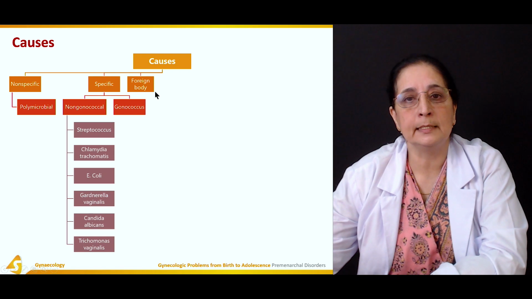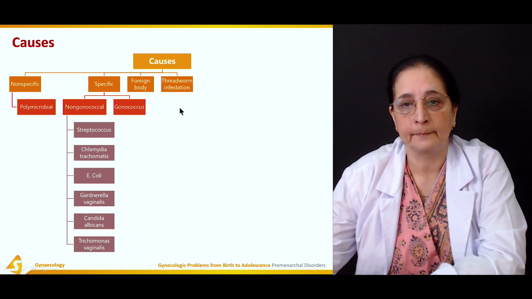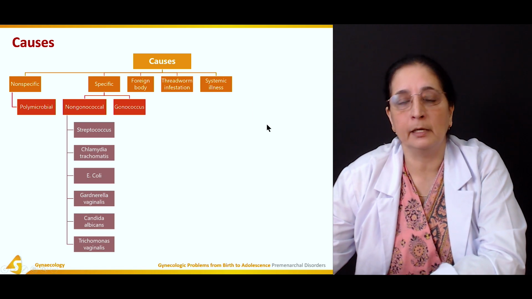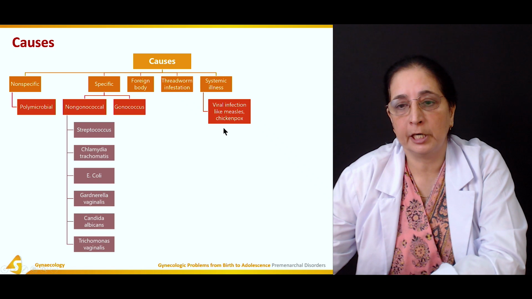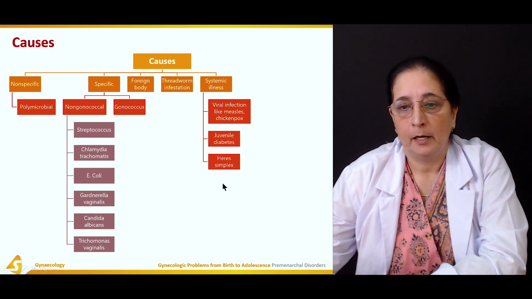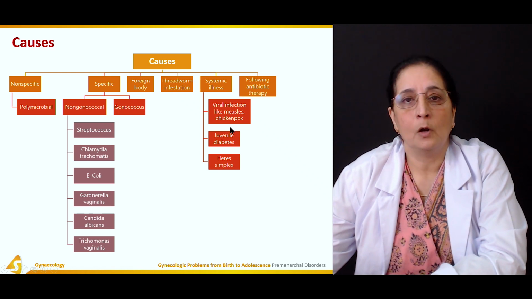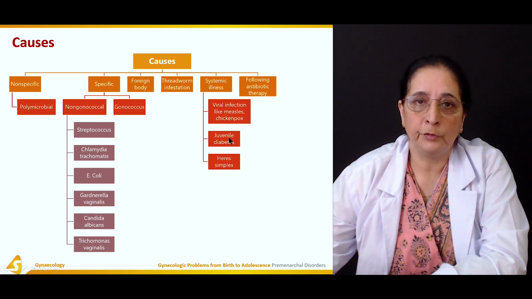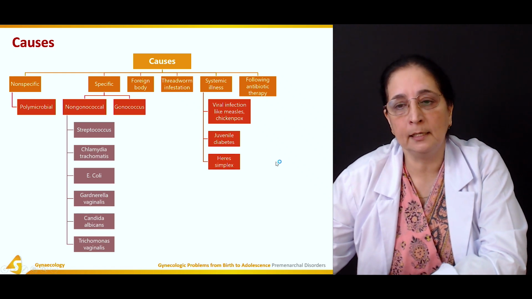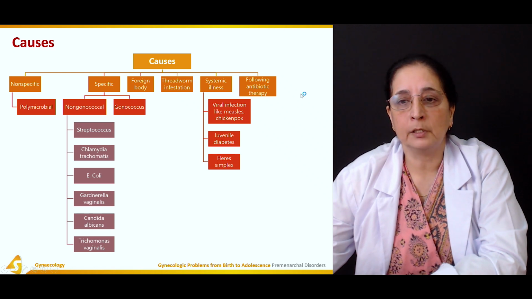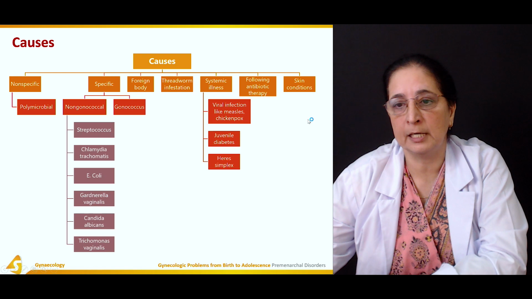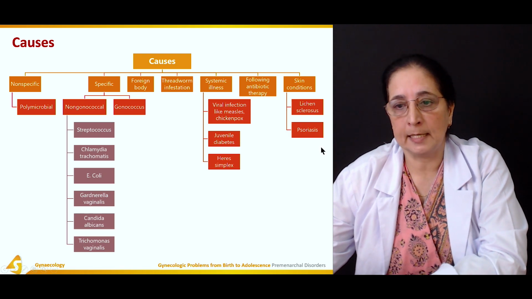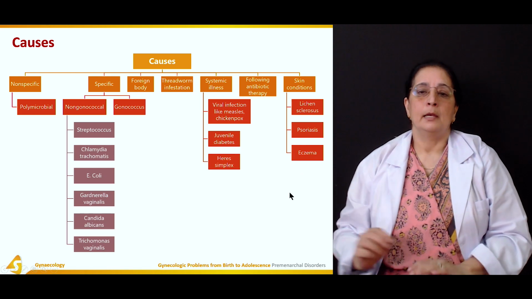Then different foreign bodies can also cause vulvovaginitis. Then we have threadworm infestation, systemic illnesses like infections, measles, chickenpox, diabetes, herpes simplex. All these are common systemic illnesses that can lead to vulvovaginitis, especially juvenile diabetes, or diabetes in the early age. Some antibiotic therapies also lead to vulvovaginitis, and then some skin conditions like lichen sclerosus, psoriasis can lead to eczema and vulvovaginitis.